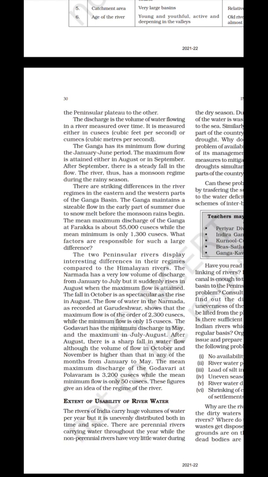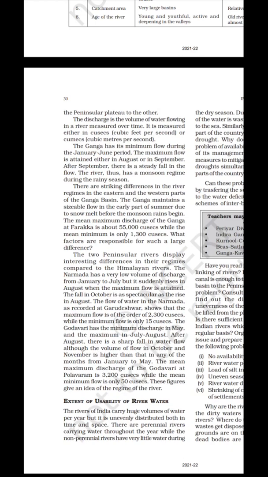The two peninsular rivers display interesting differences in their rhythms. Compared to the Himalayan rivers, the Narmada has a very low volume of discharge from January to July, but it suddenly rises in August when the maximum flow is attained. The fall in October is as spectacular as the rise in August.